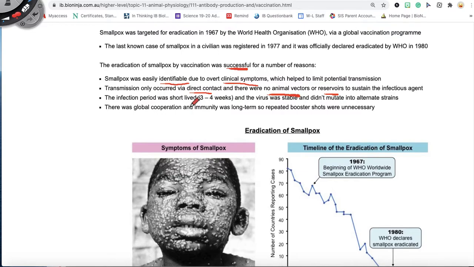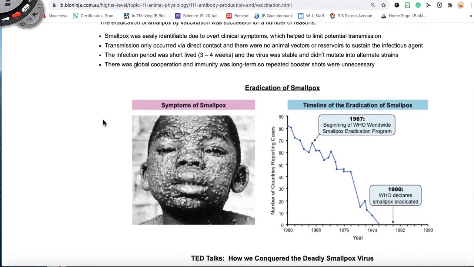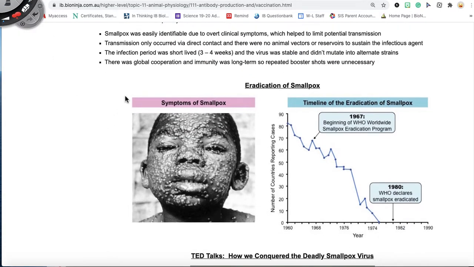The infection period was short-lived, 3 to 4 weeks, and the virus was stable and didn't mutate into alternate strains. There was global cooperation, and immunity was long-term, so there was a persistence of those memory cells. So repeated booster shots were unnecessary. It kind of all worked out for the eradication of smallpox. So as you can see, the timeline here of the eradication.